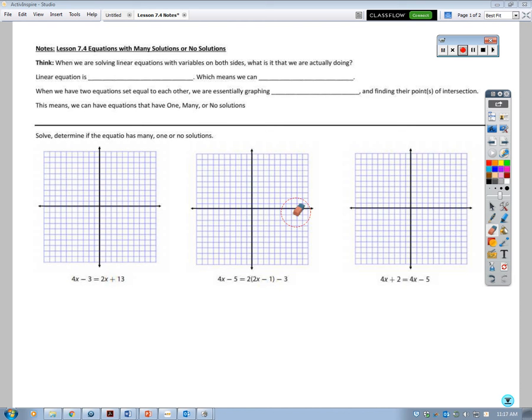Up to this point, all of the equations that you have worked on have had only one solution. But they can have many and they can have none. And so we're going to see what that looks like. But we're going to connect some big concepts here before we get into that.